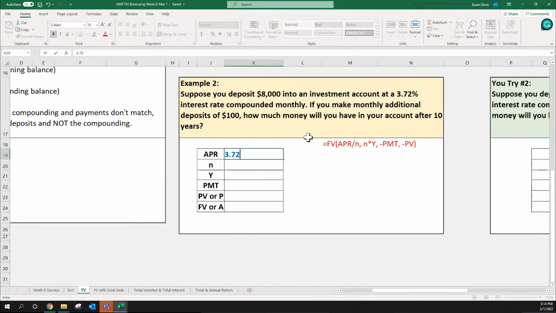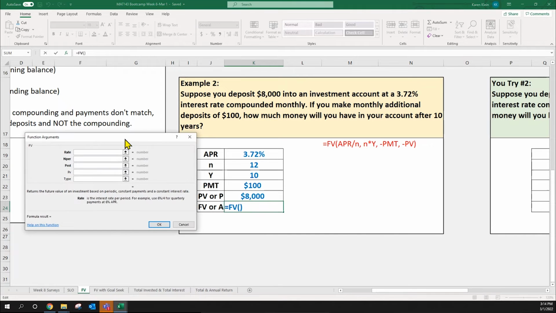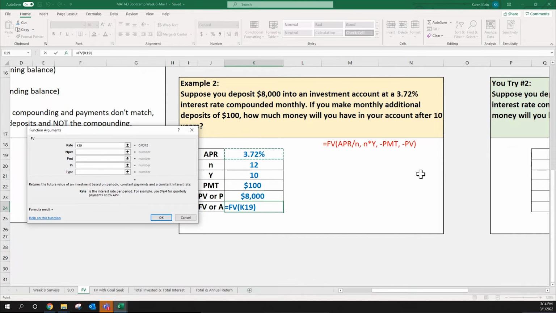My APR is 3.72%, same as before. It's still compounded monthly. My years are 10, but now I have a payment of 100, so I'm going to enter that in, and my initial deposit is 8,000. So now I'm going to put my FV function in, and I'm going to do my APR divided by N. Then my second input is going to be N times Y. My PMT is going to be minus, and I'm going to highlight the cell with 100. And then we're going to do minus our PV and hit OK.